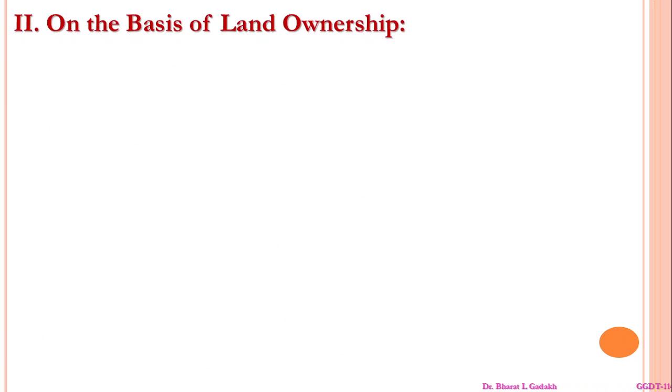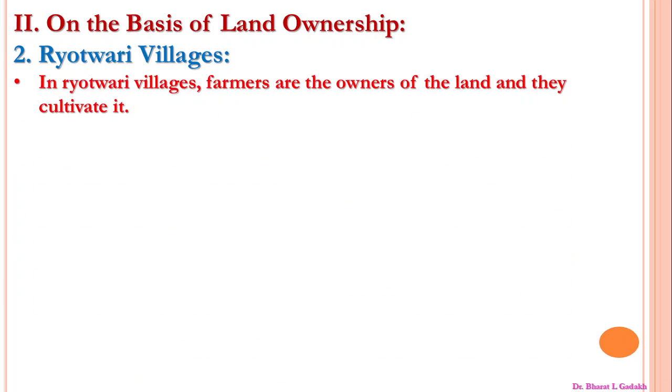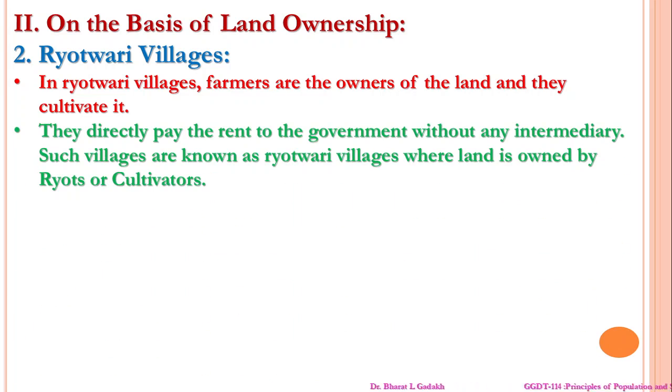Now, land ownership in the ryotwari villages. In these villages, farmers are the owners of the land and they cultivate it. They directly pay the rent to the government without any intermediary. Such villages are known as villages where the land is owned by the ryots and cultivators.